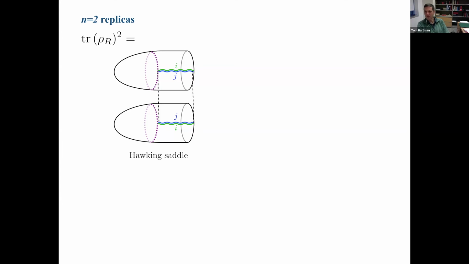This is a solution of the Einstein equations. It has the right boundary conditions. It's been glued together along the cut. And if you use this to calculate your path integral, you'll get Hawking's answer for the density matrix of the radiation. You'll find that it's in a mixed state. And if you go through the replica method and everything, you'll get back Hawking's calculation of the von Neumann entropy of the radiation.